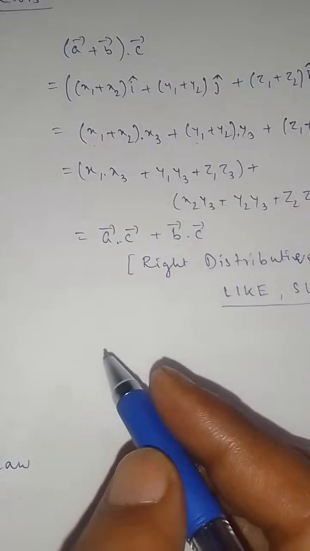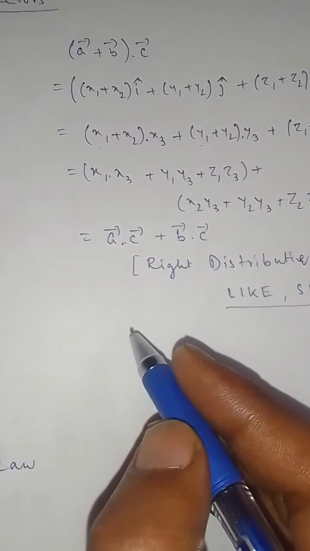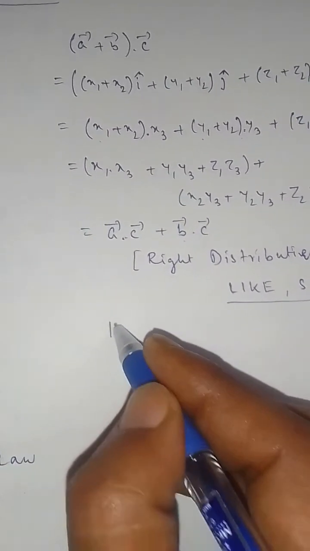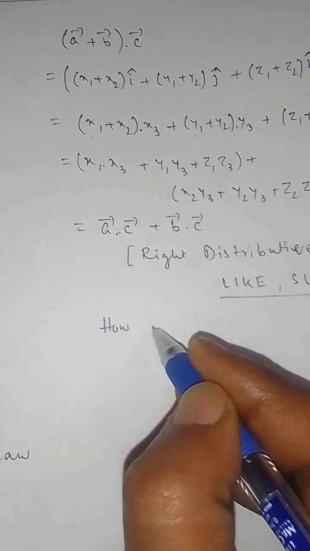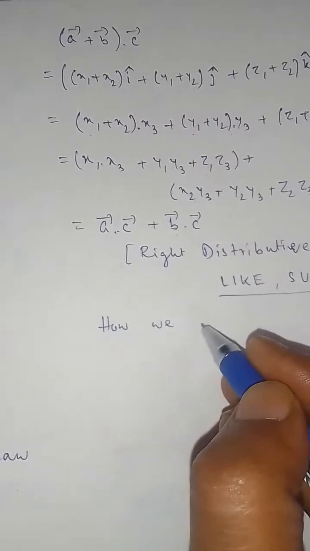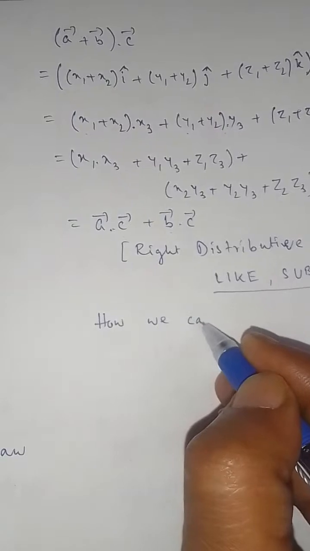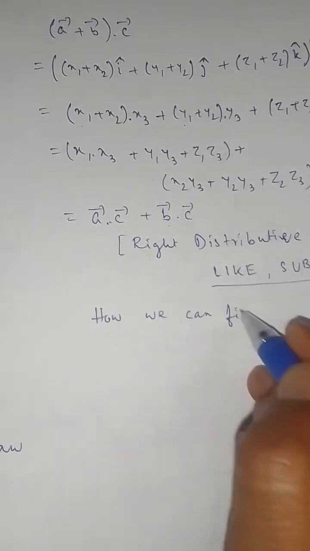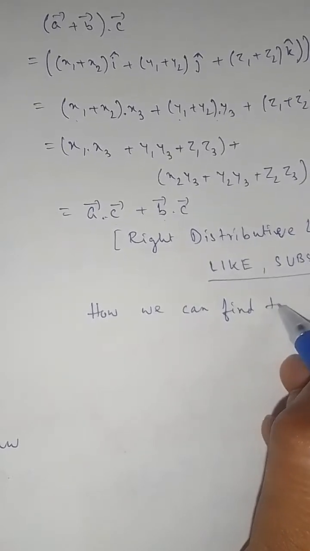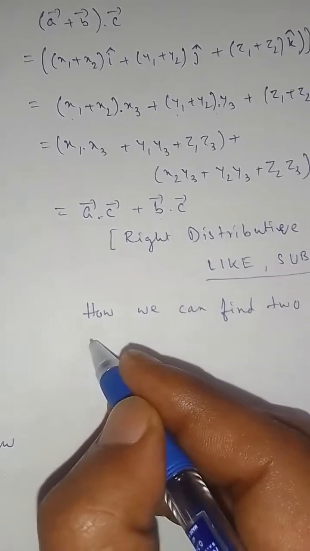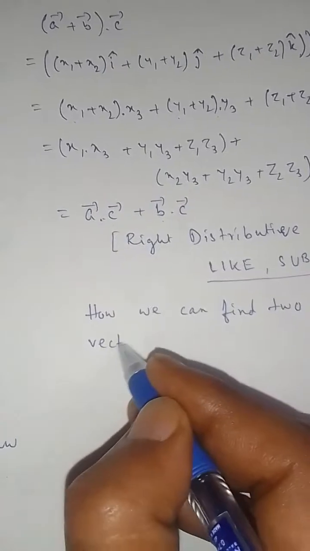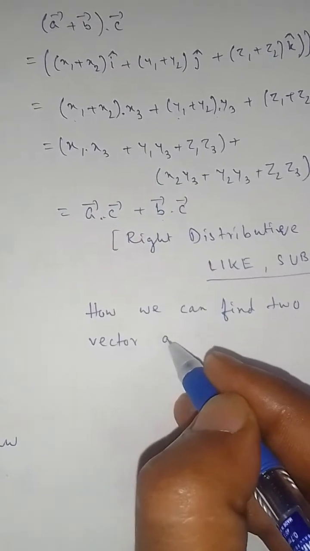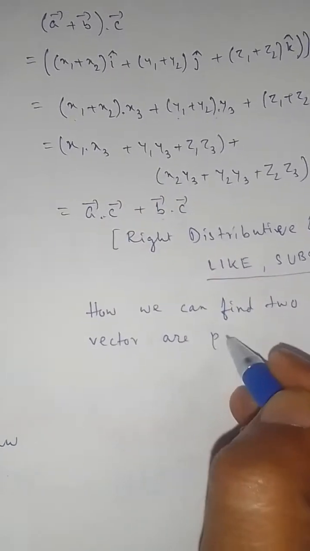So how can we prove that two vectors are parallel? How can we find two vectors are parallel.